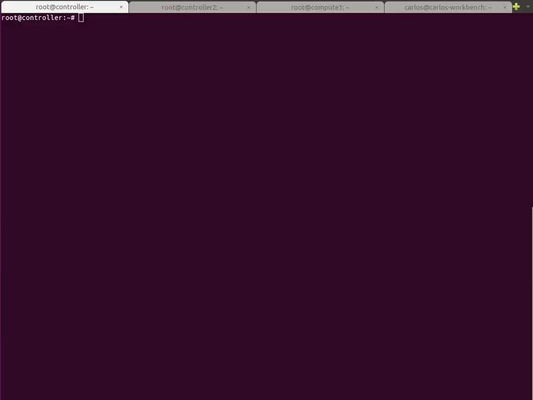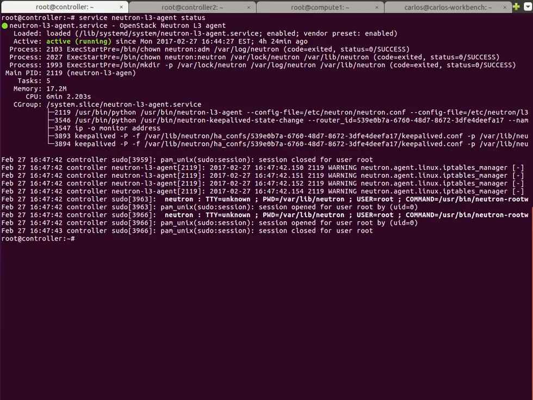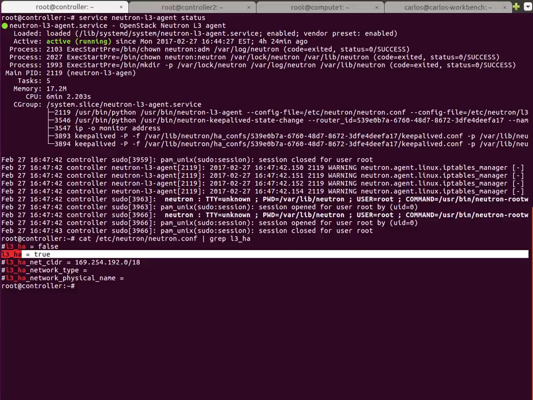If we look at the Neutron layer 3 agent, take a setup where we have two controllers. The Neutron layer 3 agent is actually running on both controllers. Not only that, but each of these controllers has a special configuration in the neutron.conf file that instructs it to behave as a layer 3 HA. So for each router that the tenant has, a network namespace gets created in each of these controllers, or the machines running the layer 3 agent.